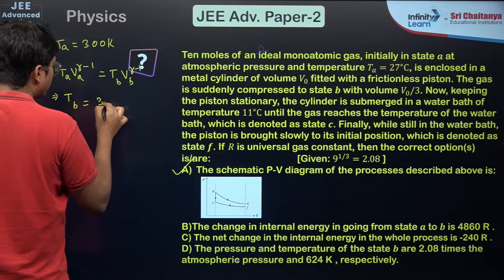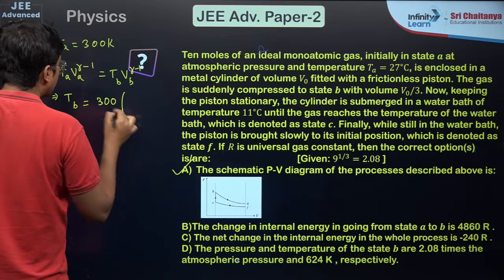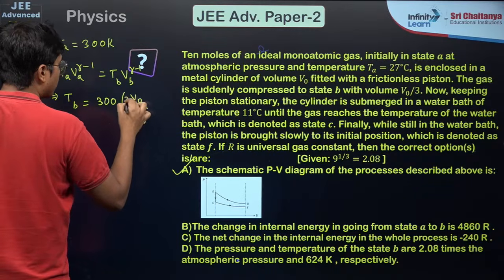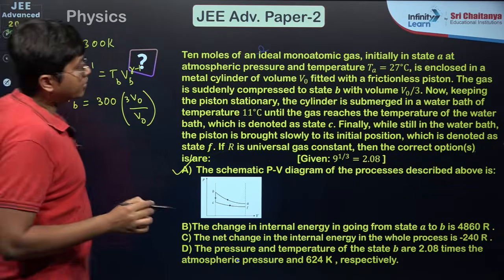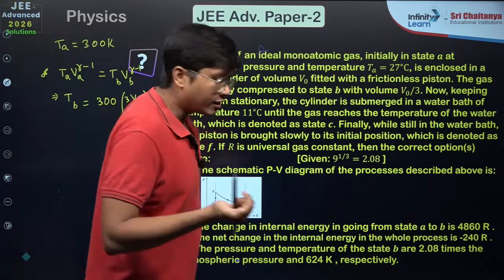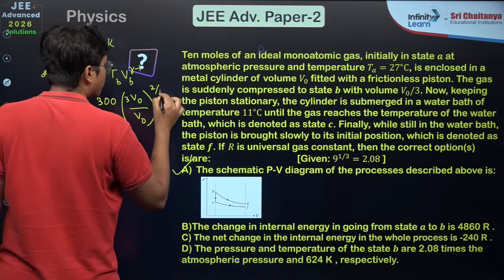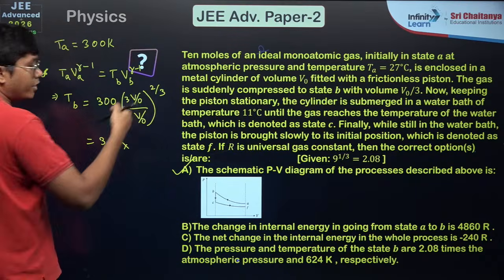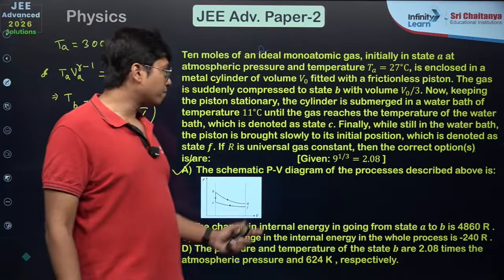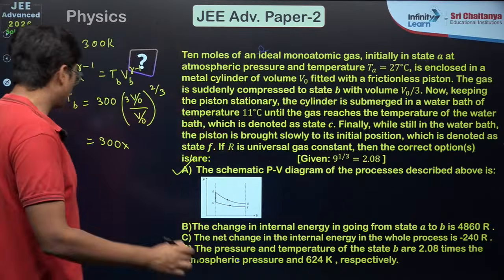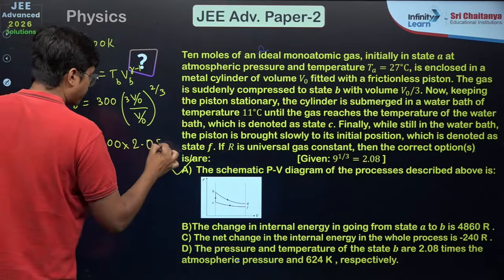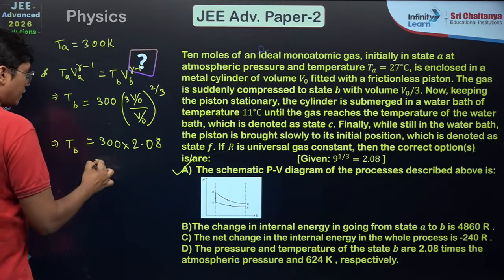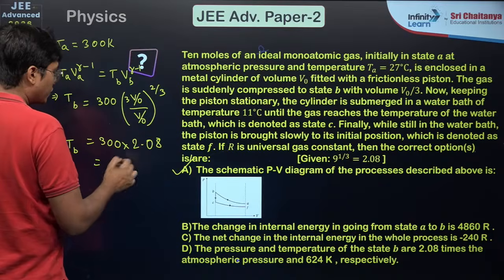Tb is equal to Ta, which is 300, multiplied with Va which was V0, Vb was V0 by 3, to the power gamma minus 1. It's a monoatomic gas, so gamma is 5 by 3. 5 by 3 minus 1 is 2 by 3. That is 300 times 3 to the power 2 by 3, which is 9 to the power 1 by 3, whose value is given to us as 2.08. You can calculate the Tb here. That will be equal to 208 into 3, which is 624.